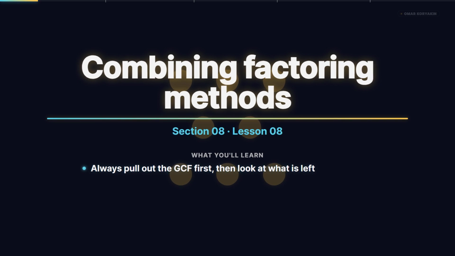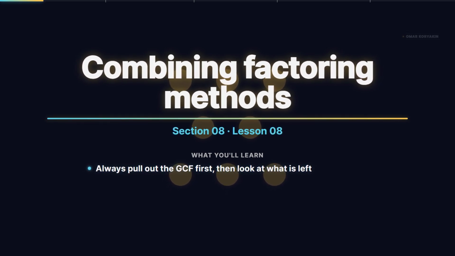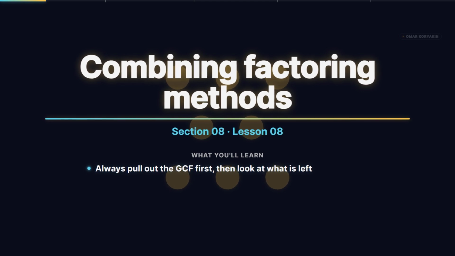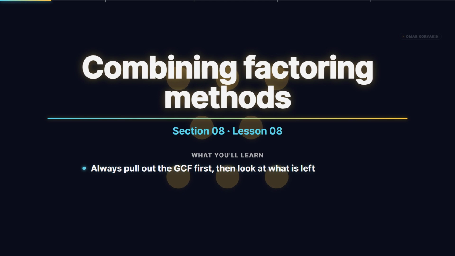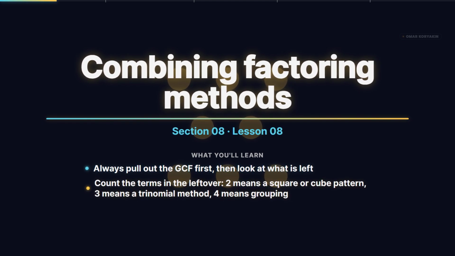The decision tree has 2 questions. First, is there a GCF? If yes, pull it out before doing anything else. Second, count the number of terms in what remains. The count tells you which family of techniques to try next, and the choice within that family is usually obvious.